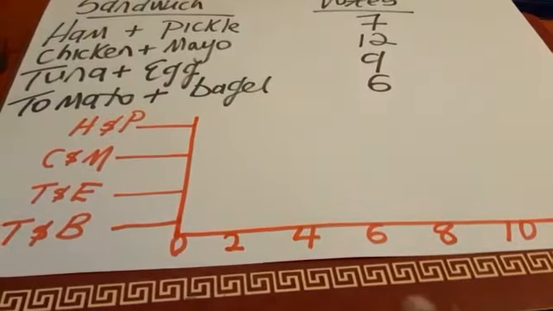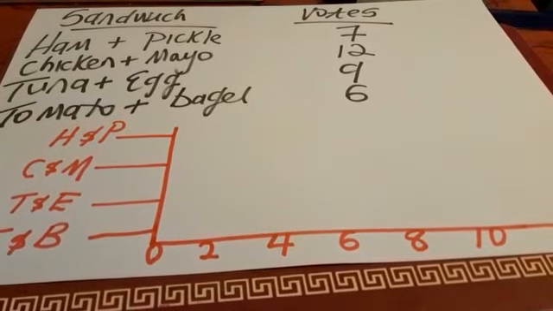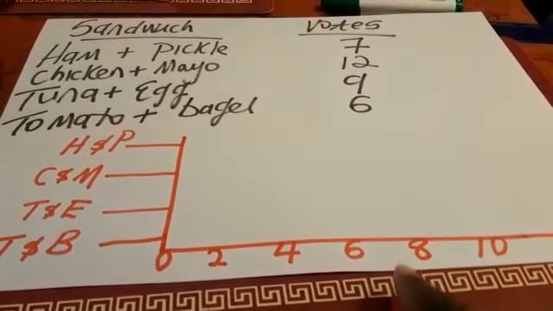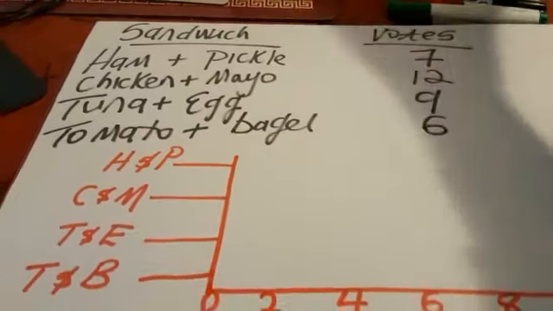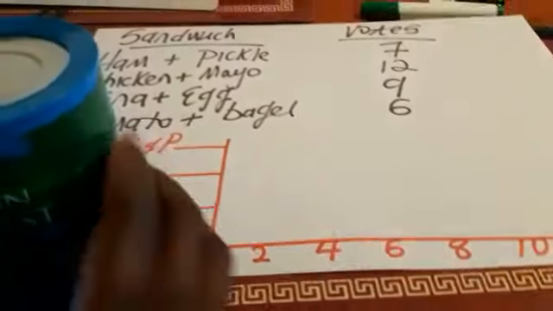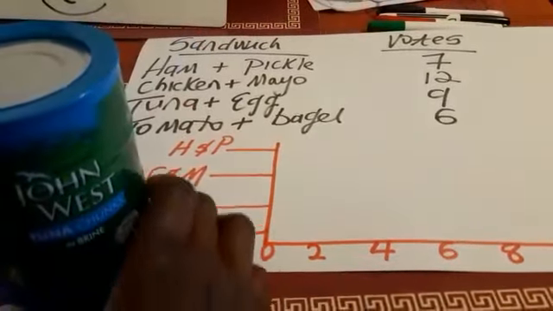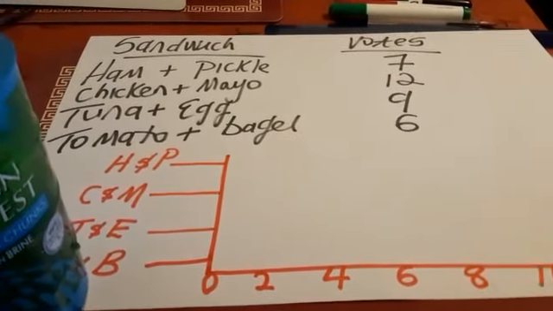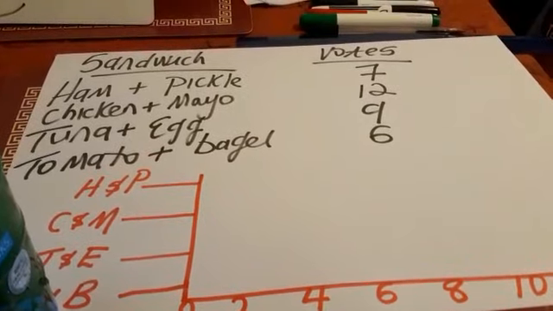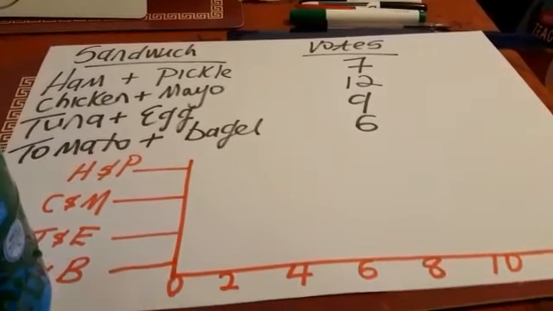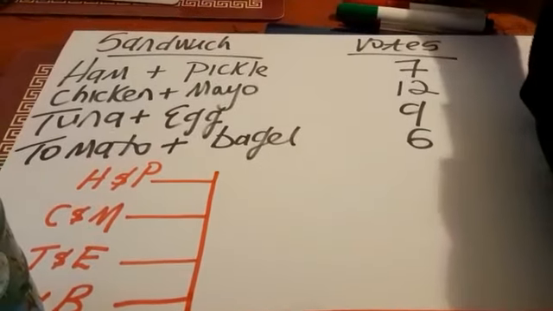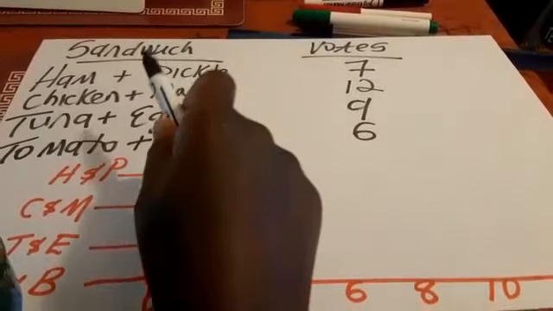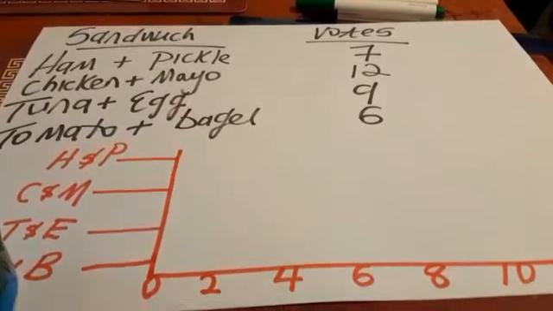So here, I've got my graph. All we're going to do now is plot these numbers into my graph. I need my trusted tin of tuna to hold things in place, otherwise this paper keeps moving. Let's start with the first one. Normally you're supposed to use a ruler for this, but because I'm trying to record at the same time and hold my phone, it's a little bit complicated, but we can still do this. We know how to improvise. So H and P is obviously ham and pickle, and 7 people like ham and pickle.